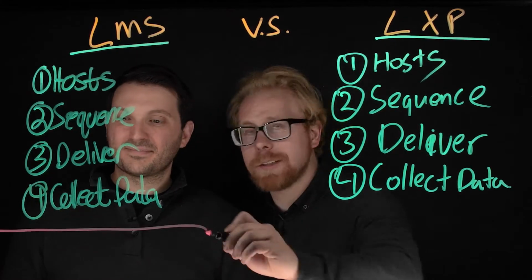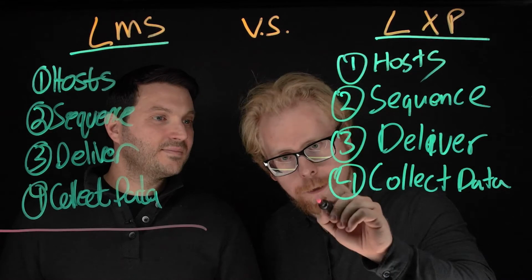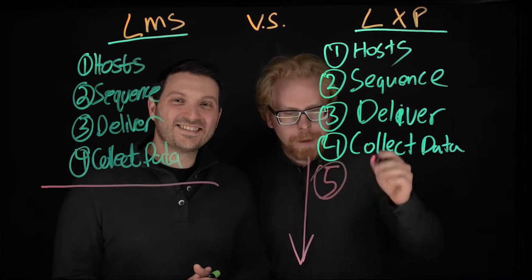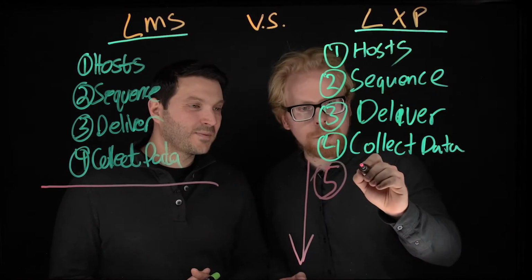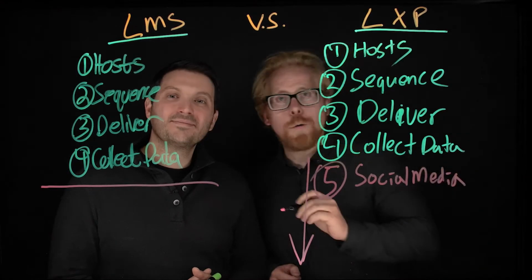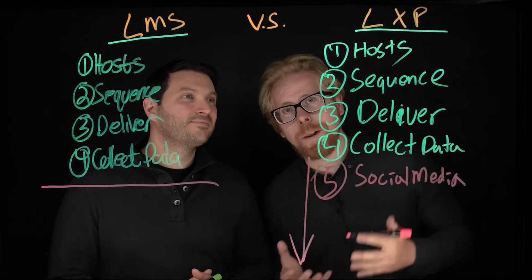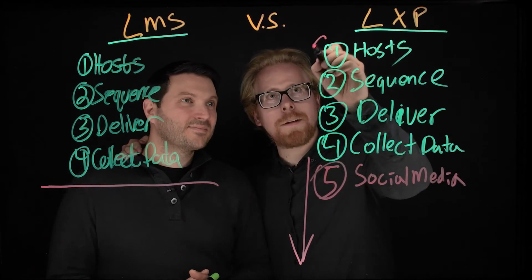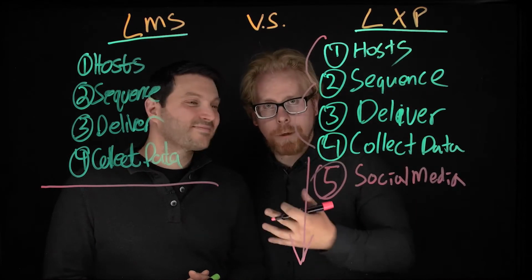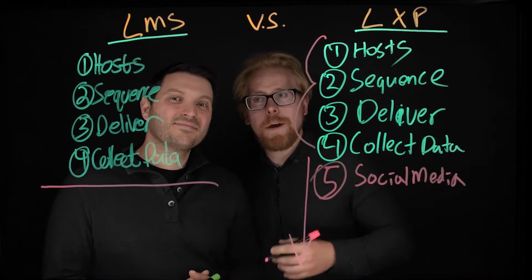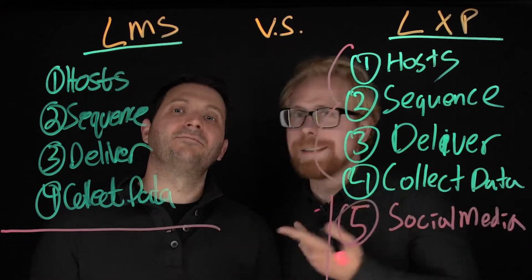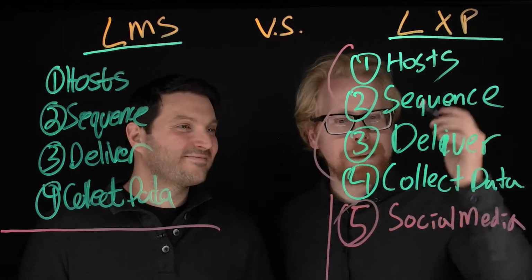So that's where the LMS stops, and that's where the LXP begins. So number 5 for the LXP is it has a user experience like social media. So what does this mean? This means that when your learner is in your LXP, they're not only going to have these things, they're also going to be able to interact with one another, share things with one another, post comments, like things. There's a community aspect to it. So that is the 5th thing.